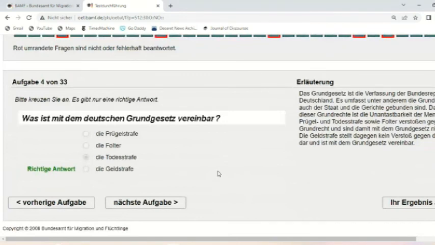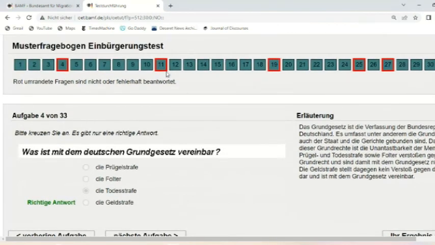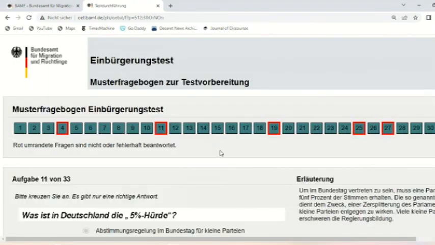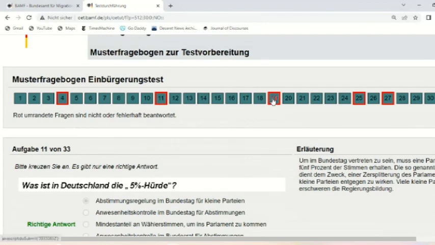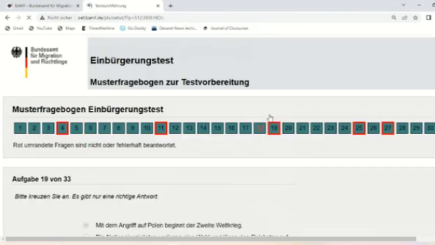Okay, I clearly misunderstood this question. They wanted to know what was allowed by the Constitution, not what was forbidden. Not the death penalty, but fines are allowed. My bad. Oh, this was the one I felt like the answer was between two answers. Just chose the wrong one.